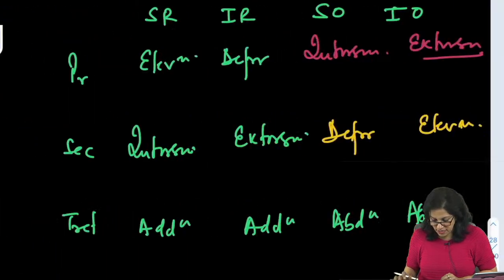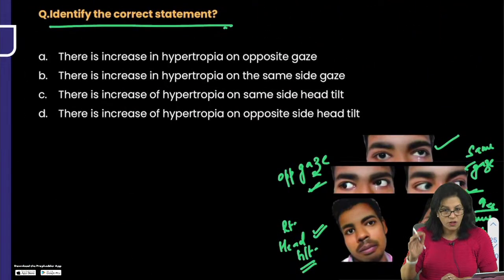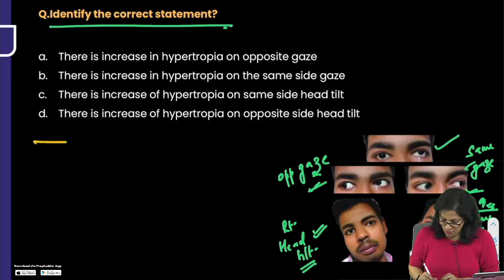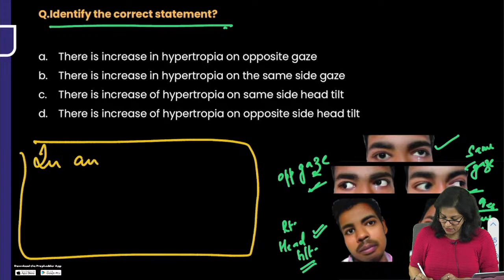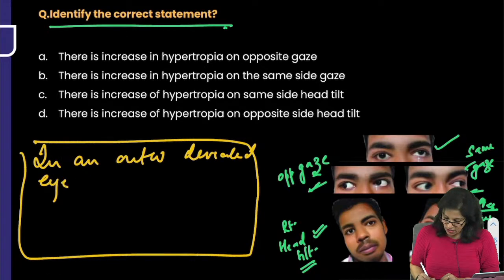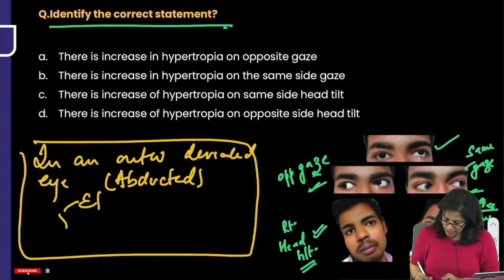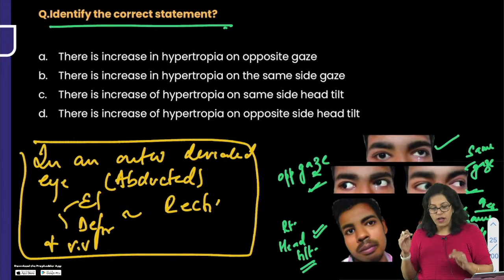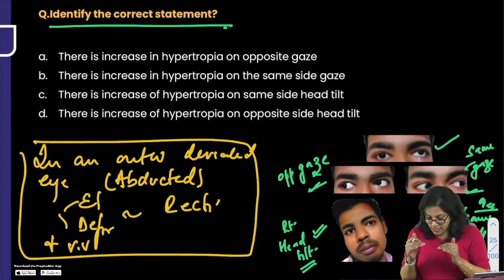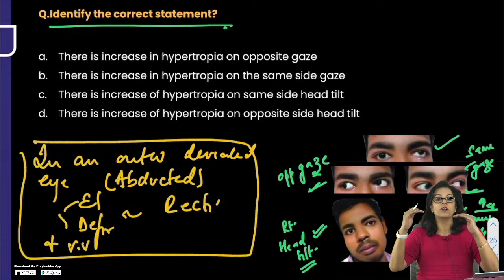So can we write this please? If you write this, you will never make a mistake and you will be able to solve everything very nicely. So make a box and write here, please all of you. Put a box and write this: in an outward deviated eye, that is abducted eye, action of elevation and depression is of recti, and vice versa. You want to write the vice versa, write it for yourself. When you understand this, you will understand this also, if it is a superior oblique palsy.